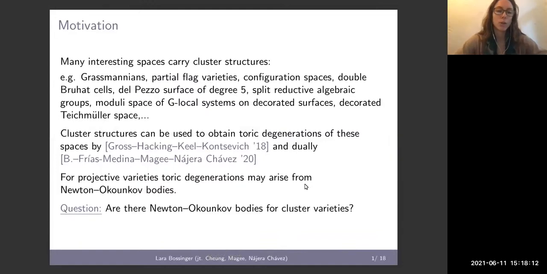And now coming to Newton-Okounkov bodies, I'm assuming that all of you are more or less familiar with the idea of constructing toric degenerations of projective varieties using Newton-Okounkov bodies. So the leading question for this talk will be if there are Newton-Okounkov bodies for cluster varieties. And well, the answer to the question is yes, first of all, that's why I'm giving this talk.